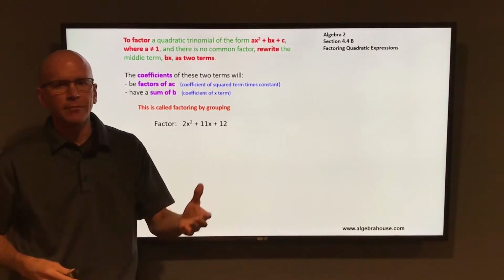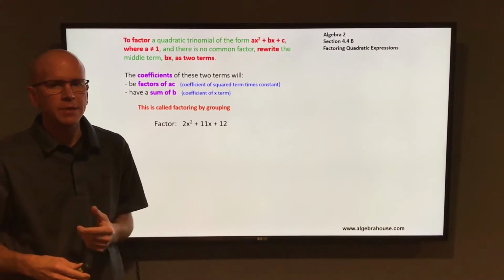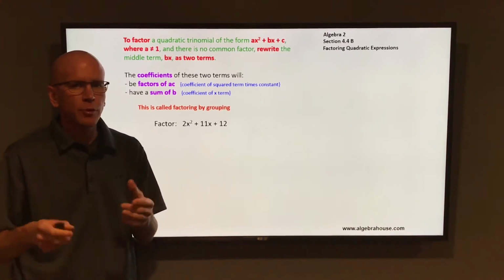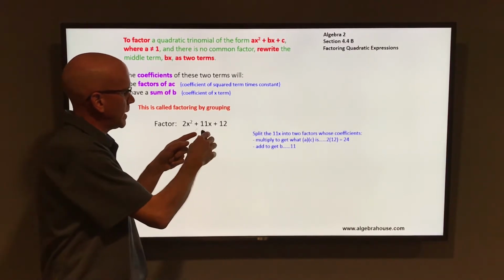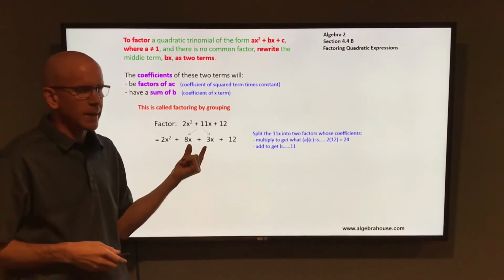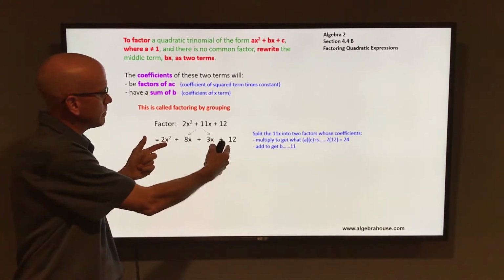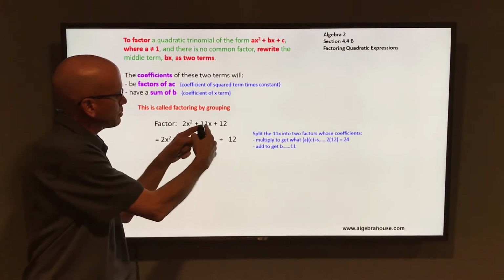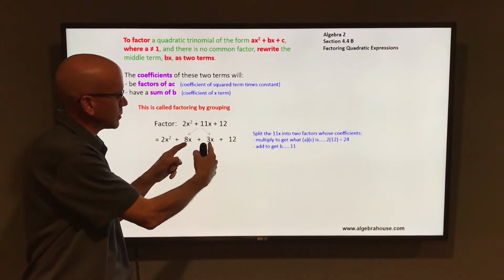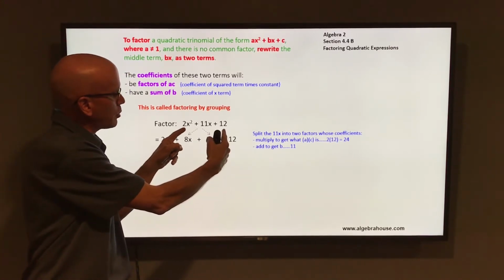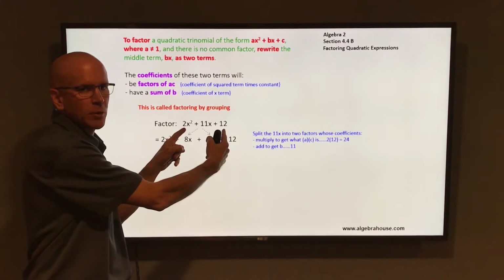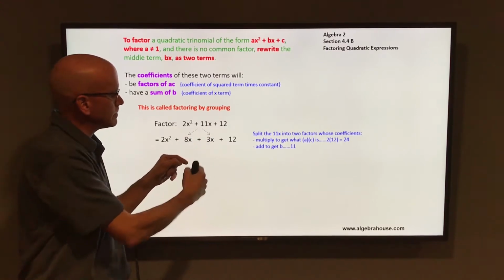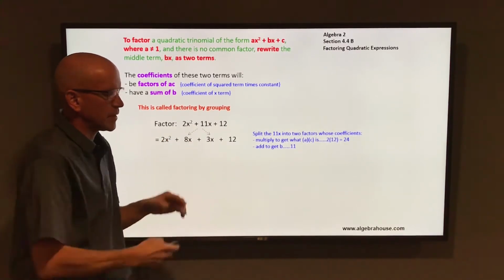So think of factors of 24. You have 24 and 1, 12 and 2, 8 and 3, 6 and 4. Which pair can you put together to make an 11? That would be 8 and 3. So we're going to split that 11x into 8x and 3x. Everything else stays the same. We still have the 2x squared out front, and we still have the plus 12 on the end. But we're splitting that 11x into two terms. Their coefficients, the 8 and 3, multiply to get what 2 times 12 is, so they multiply to get 24, and they add to get this middle coefficient of 11. So it's 8x and 3x that we're splitting that 11x into.